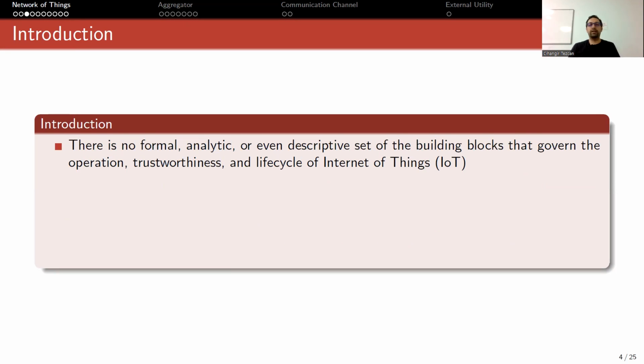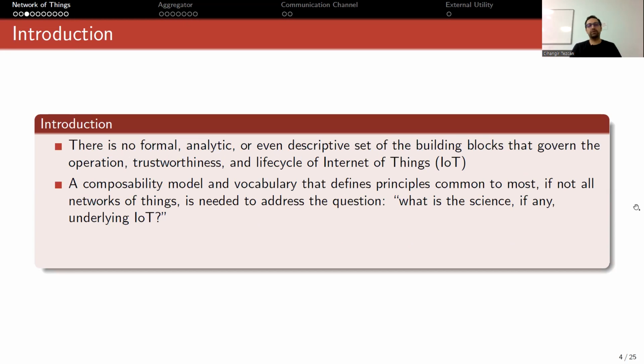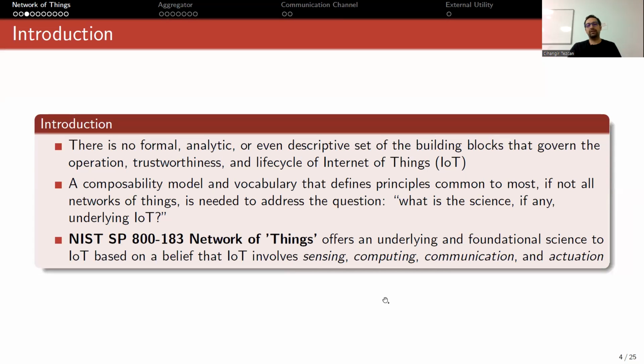So there is no formal, analytic, or even descriptive set of the building blocks that govern the operation, trustworthiness, and life cycle of Internet of Things. So this is one of the main problems. The technology improves really fast, but we don't have maybe any regulations, any definition, etc. A composability model and vocabulary that defines principles common to most, if not all, network of things is needed to address the question, what is the science, if any, underlying IoT? So this is why I'm preferring this document for this.